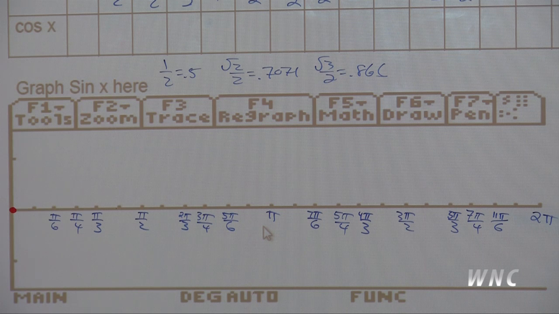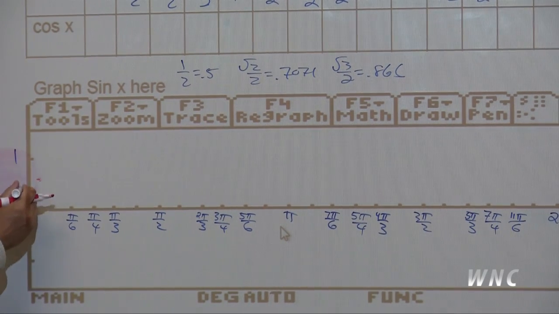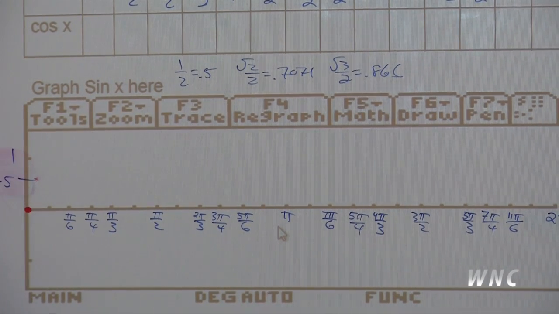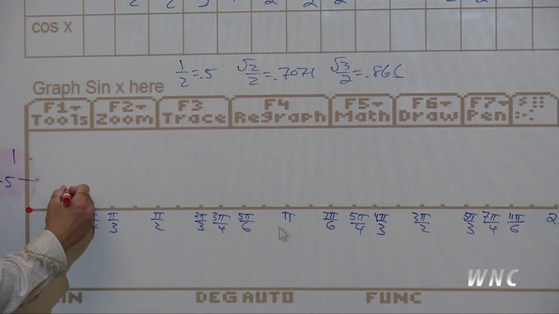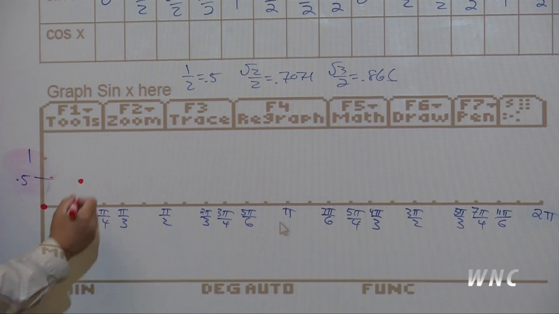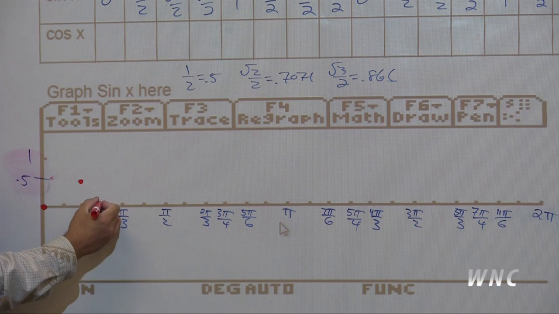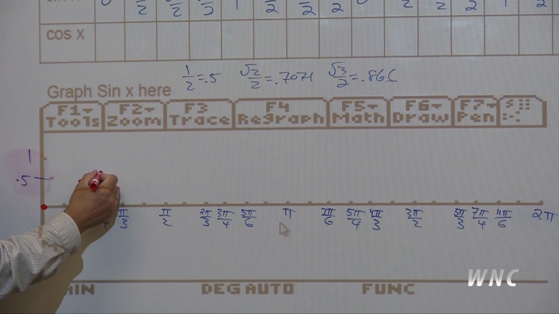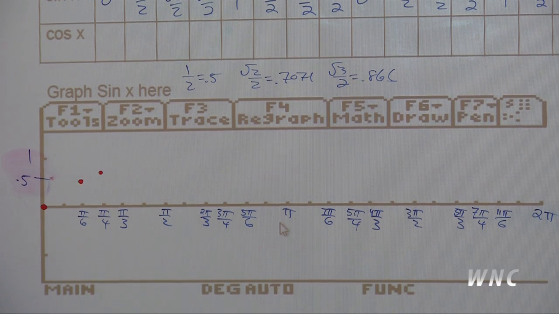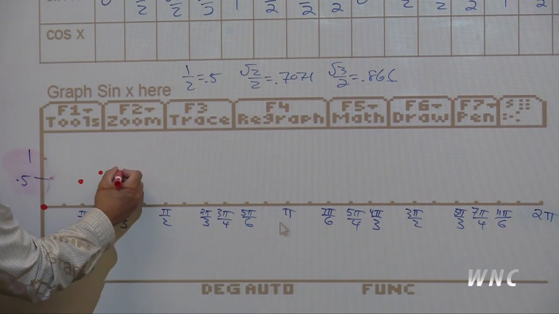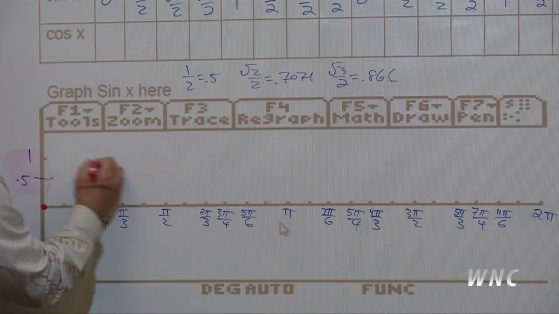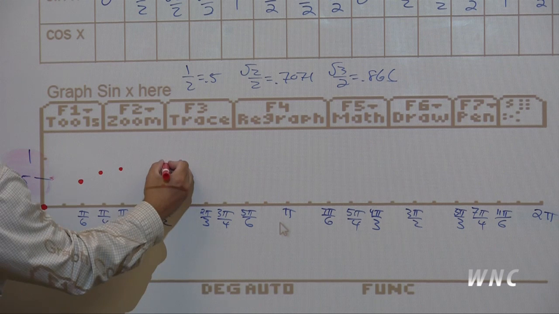Start plotting. I'm going to go with this is 1, and we'll say 0.5 is right about there. I'll do that in blue. So sine of pi over 6 we said was 0.5. Sine of pi over 4 is square root of 2 over 2, which we said is basically 0.7. So I'm just eyeballing this. It's not going to be perfect. If you want a better graph, the calculators do a great job. Sine of pi over 3 is 0.86. Pi over 2 is at 1.